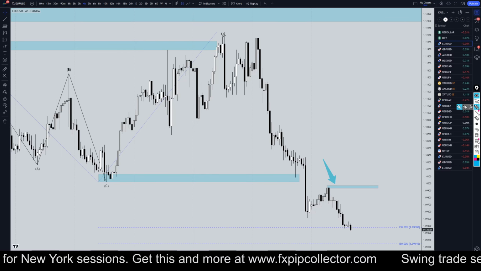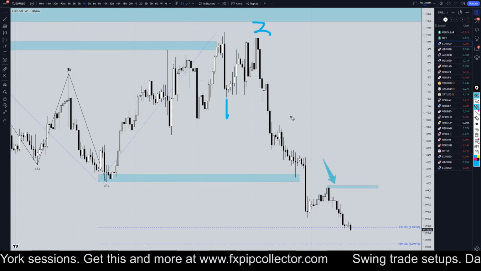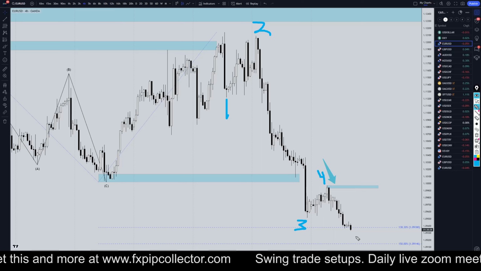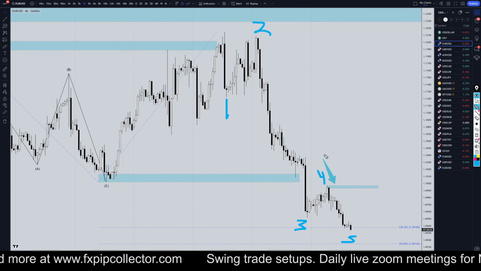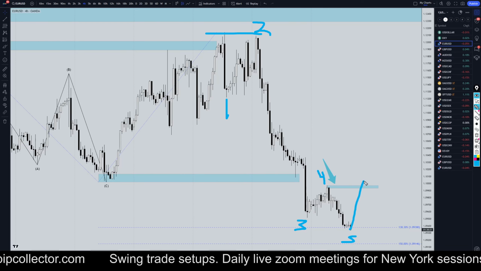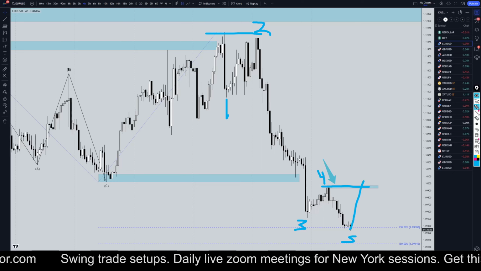Going down to the 4 hour time frame. On the 4 hour time frame, it definitely looks like a wave 1, a wave 2. This is the wave 3. Probably where I have this arrow is the wave 4. And this is likely the wave 5. Now, the only thing that's going to prove to me that this whole trend from here to here is over is if this goes up and breaks structure where this arrow is.